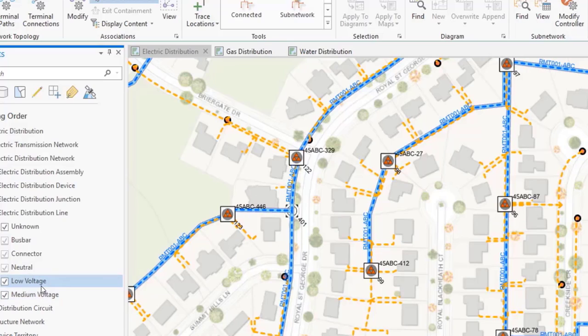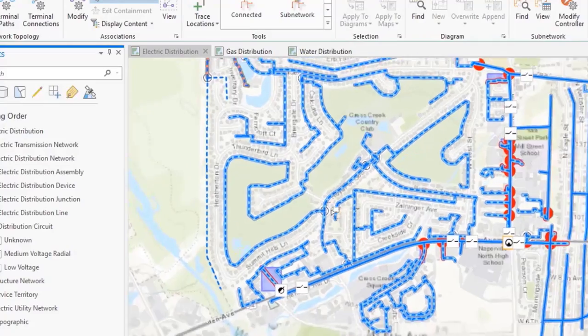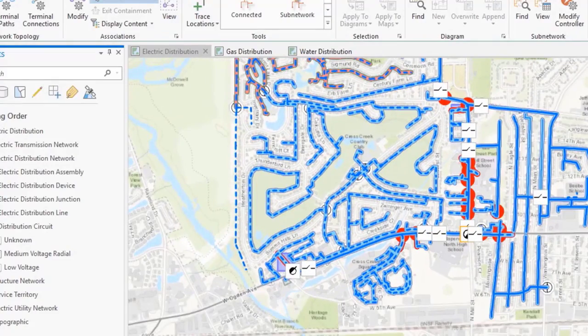This network has two tiers. It has a low voltage tier and a medium voltage tier. And that's represented here in this line feature. And then finally the circuit.